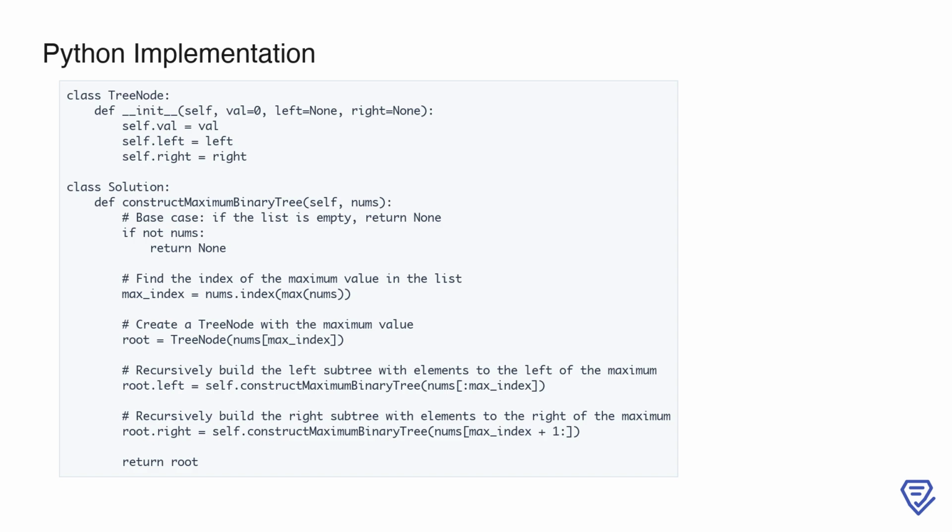The recursion ensures that the entire binary tree is built correctly according to the problem's requirements. This approach constructs the tree in O(n squared) time in the worst case, when the input list is sorted in descending or ascending order, as finding the maximum takes O(n) time for each recursive call. However, the implementation is straightforward and effectively solves the problem within the constraints.